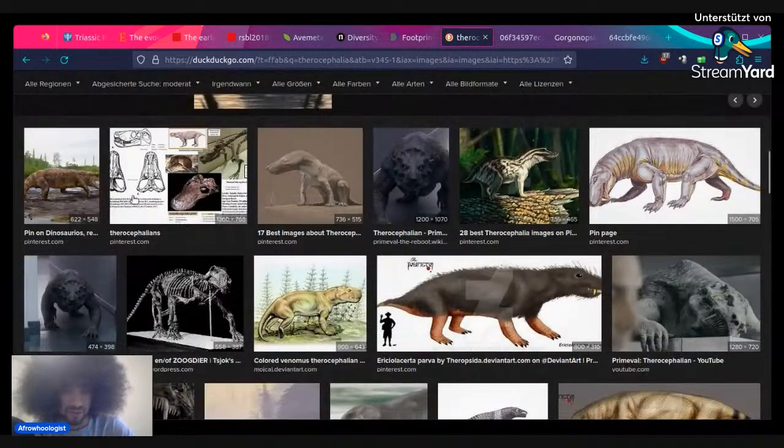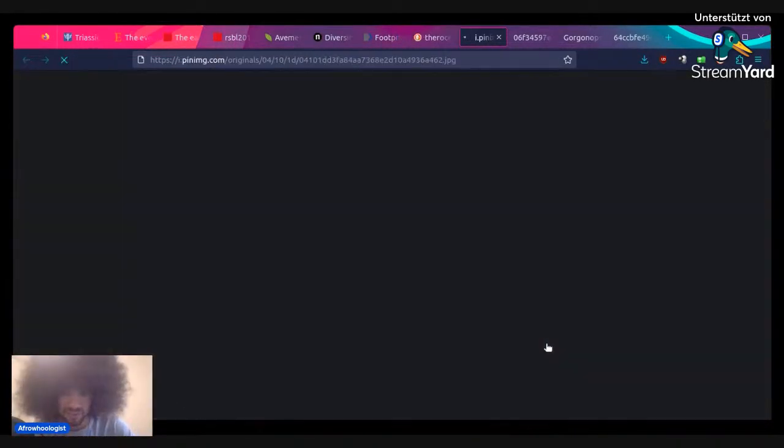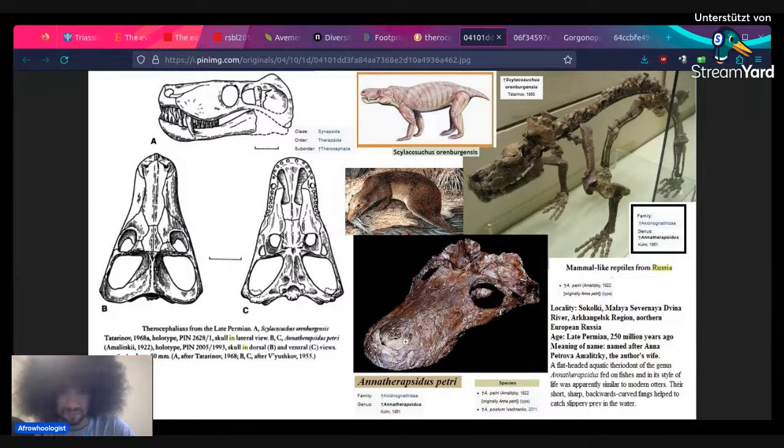Honestly, it was hard to ever put them down. And we see here, look at these. They have these robust forms, these stocky skeletons. They survived all over the planet. So this is from Russia. It says he fed on fishes and the style of life is apparently similar to modern otters. So from otter-like creatures to wolf-like creatures, these animals existed.